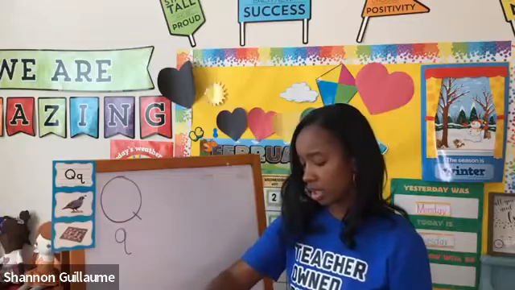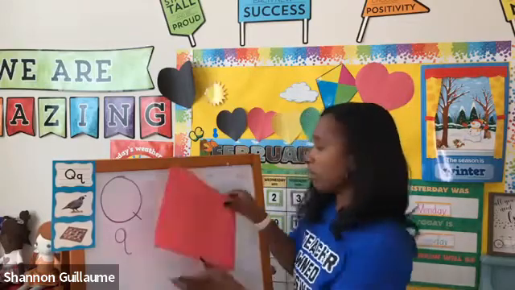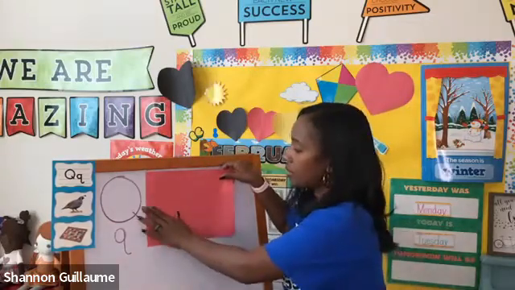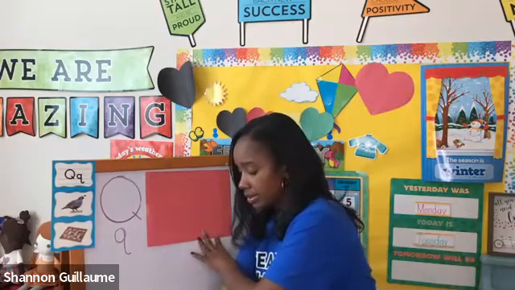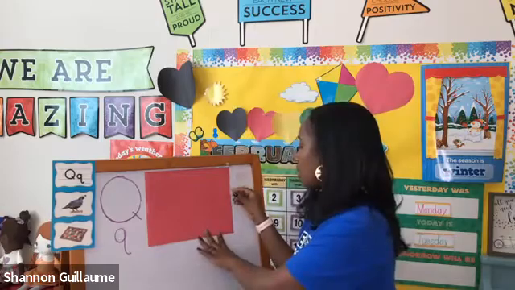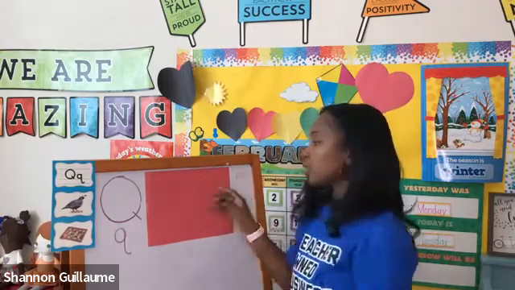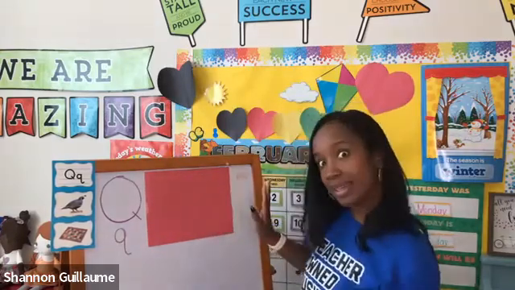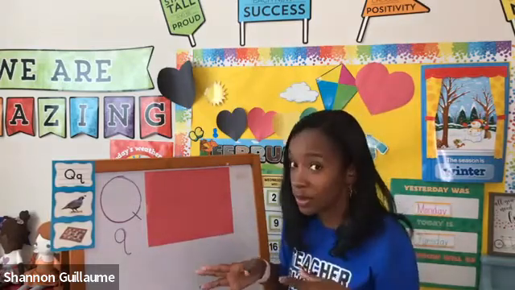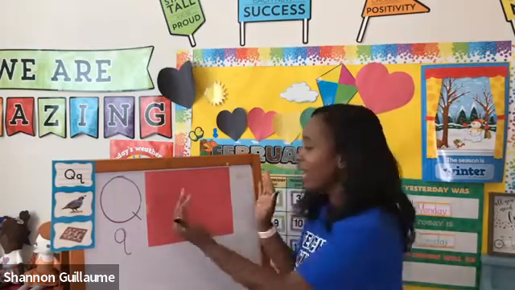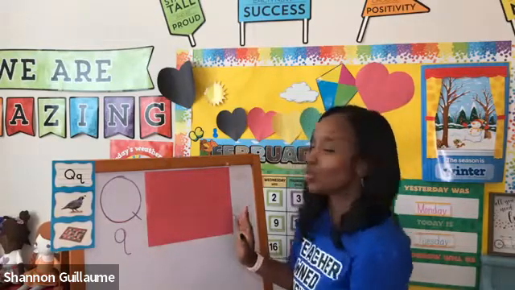Okay, Miss Shannon's going to tape hers to the board. You can tape yours down at your table or wherever you may be doing your activity at your desk. I'm going to tape mine to the board. So we are going to pretend, that means we're going to imagine and think it's really a quilt, an actual blanket, but it's a miniature size one.